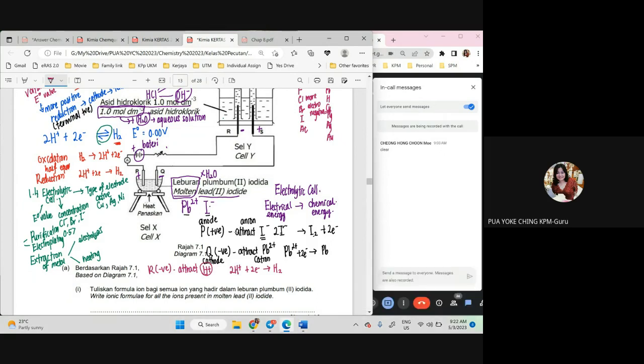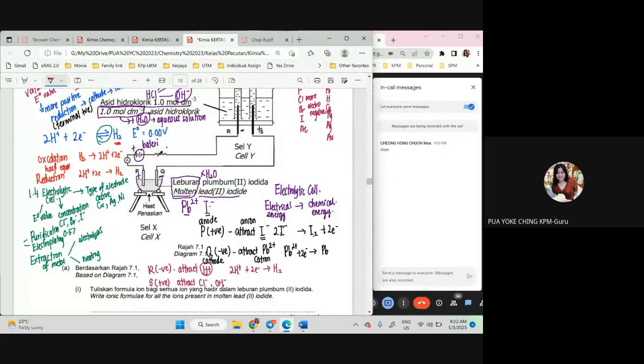Okay. So, itu untuk R. Kalau untuk S adalah terminal positif. So, dia akan attract Cl minus dan OH minus di sini. So, ada dua ion yang ada. So, you kena pilih. Okay.